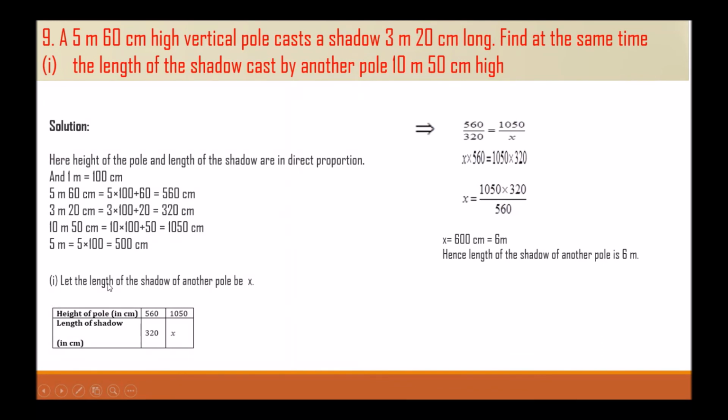Let the length of the shadow of another pole be x. So 560 upon 320 equals 1050 upon x. We will do the cross multiplication. So we will get x equals 600 centimeter, or we can say 6 meter. So length of the shadow of another pole is 6 meter.